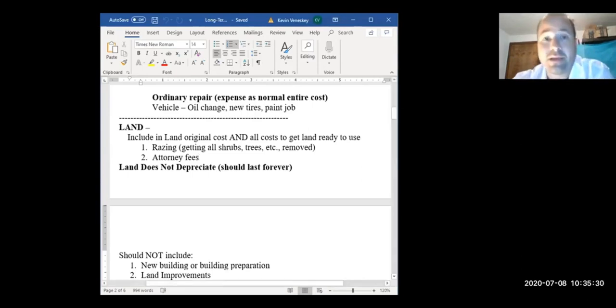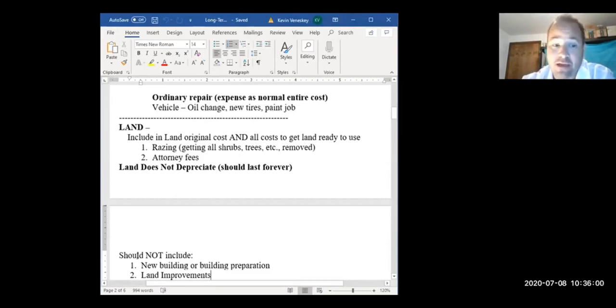Now, the one big difference with land then is land doesn't depreciate. It stays its same value unless something actually happens to the land, or maybe a dump gets put in right next to your property that's going to make the land go down, so you can revalue the land at that time and potentially take an adjustment. But that's beyond this class. We're not going to look at that. Just the key thing to remember is land does not depreciate.